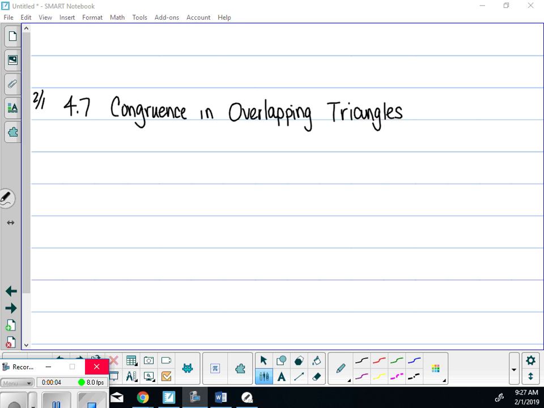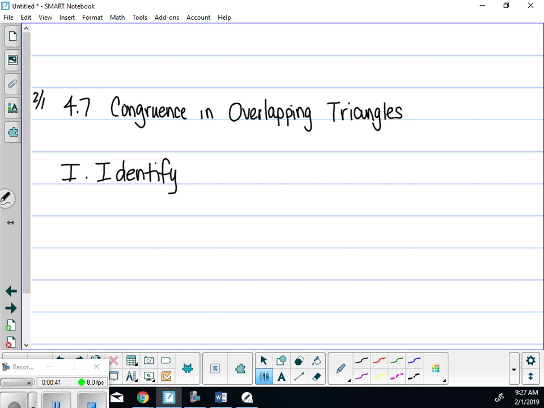So a situation that we may end up with is two triangles that essentially overlap each other, which means they might share a side, they might share an angle. So if we can recognize their common side or their common angle, we can use that to figure out whether the triangles are congruent or not.